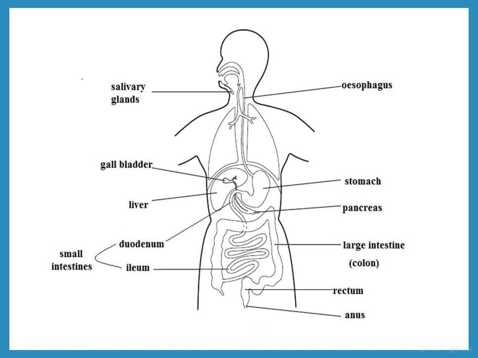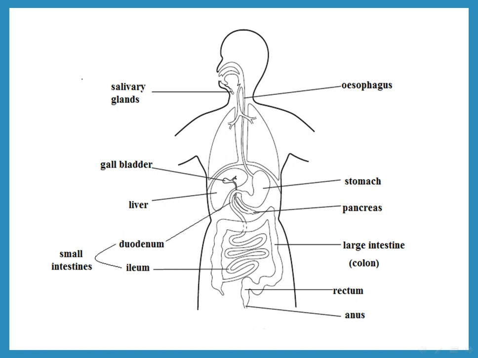The food goes into the ileum, which is the second part of the small intestine, and the digested food is absorbed into the blood in the ileum. Anything that is not absorbed goes into the large intestine or the colon, and then it accumulates in the rectum until it is sent out of the body through the anus.